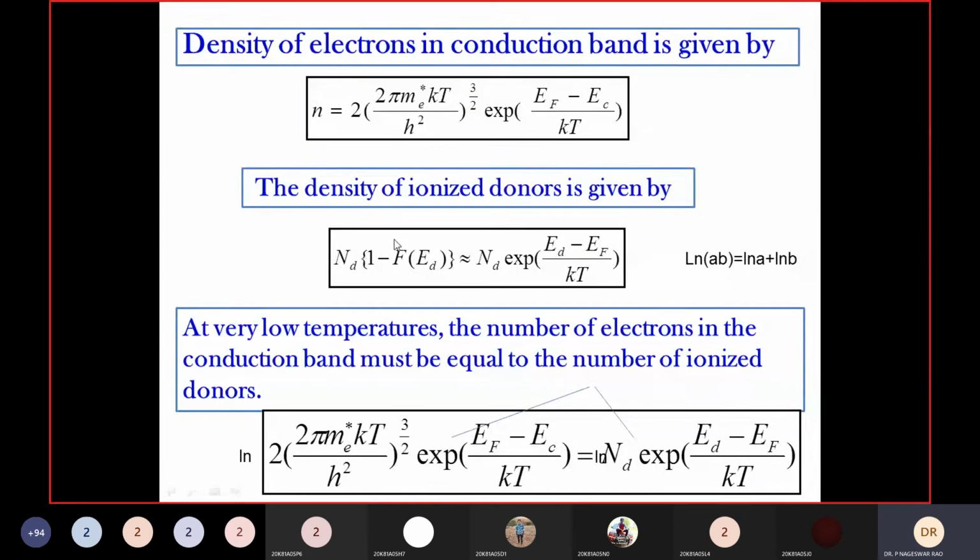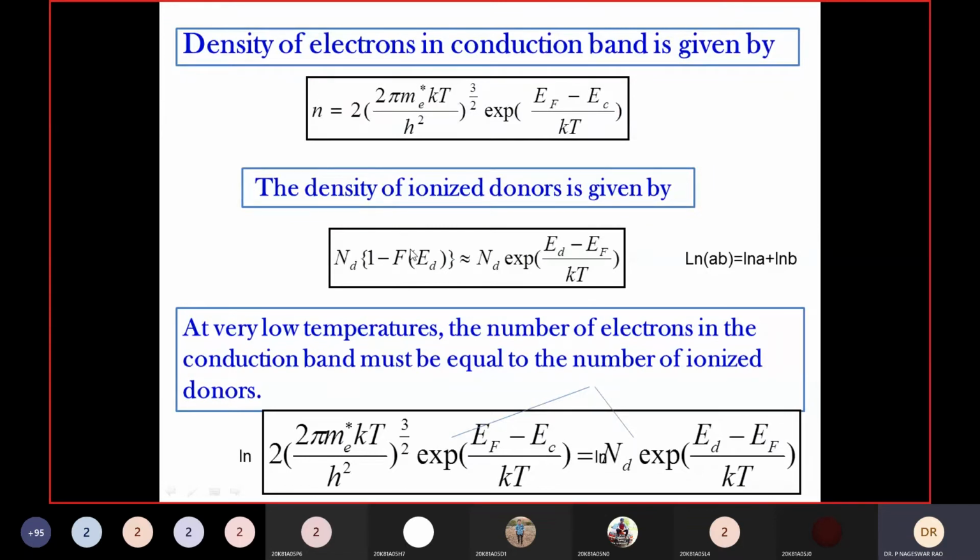1 minus f of Ed is equal to the probability of finding the electrons in the conduction band. Now Nd into 1 minus f of Ed gives the total density of the conduction band. So that is simply Nd into 1 minus f of Ed. I will explain how we are writing this, with 1 minus f of Ed in terms of Ed minus Ef by kT.